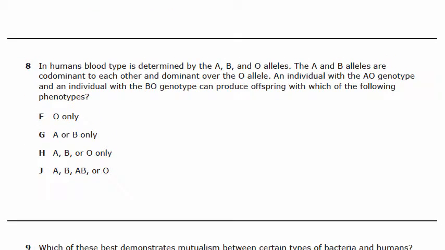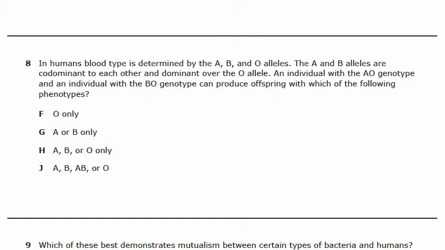Number 8. In humans, blood type is determined by the A, B, and O alleles. The A and B alleles are co-dominant to each other and dominant over the O allele. An individual with the AO genotype and an individual with the BO genotype can produce offspring with which of the following phenotypes? F, O only, G, A or B only, H, A, B or O only, J, A, B, or O. Stop the tape.